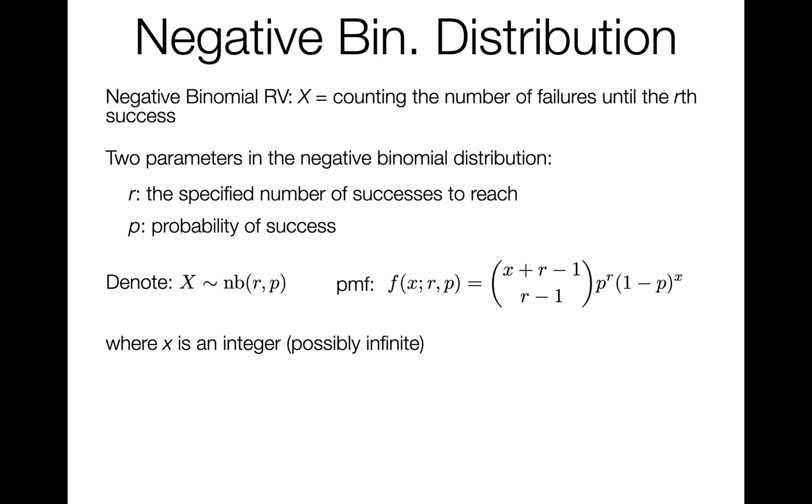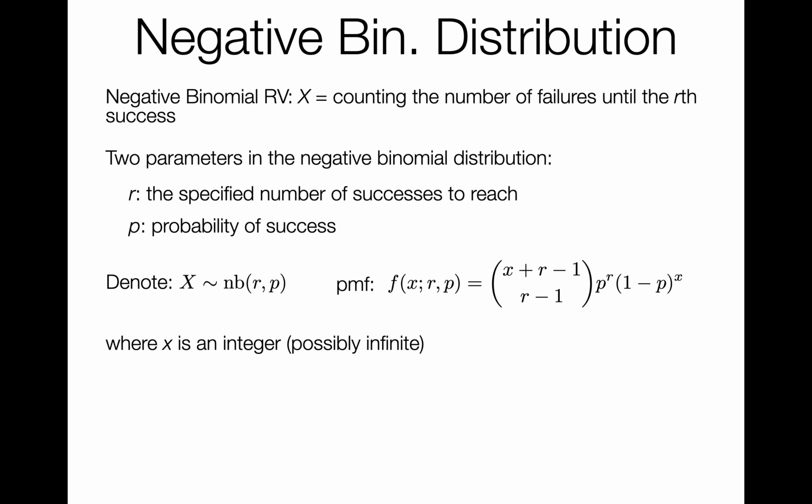Okay, and the PMF looks like this. Similar to the binomial, but the numbers, of course, are different. Right? So you have x plus r minus 1 choose r minus 1 times p to the r, 1 minus p to the x.